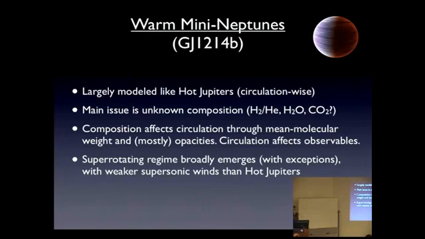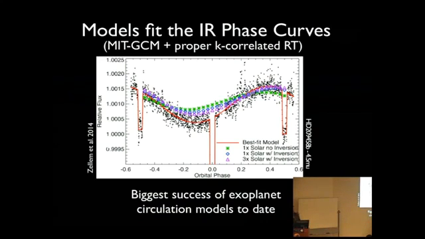So, this is basically the end of my section on hot Jupiters. And we are leaving now the area where we have been able to compare semi-directly. I would say that is as good as it gets. We have been able to compare the predictions of models of atmospheric circulation to actual observational data points.